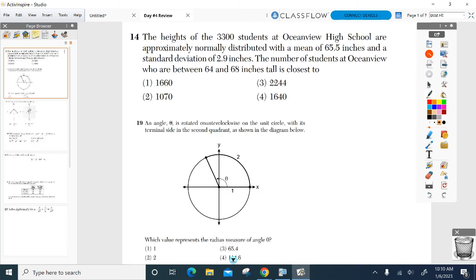So let's start this out. Any questions from last night? Sydney, let's roll. Number 23. Let's look at 23, everybody.